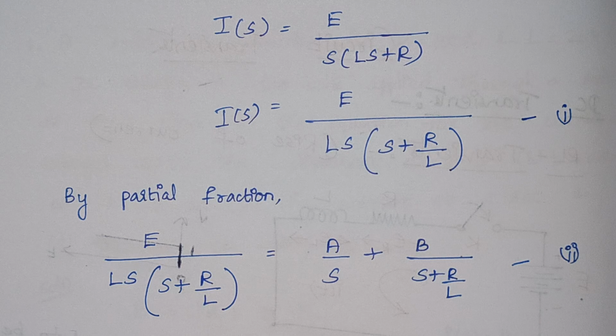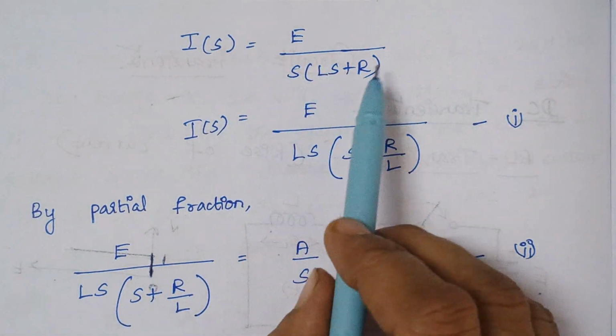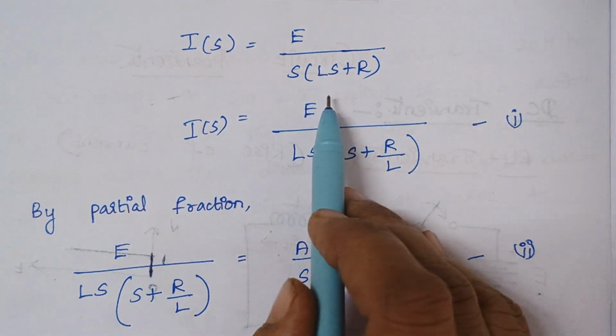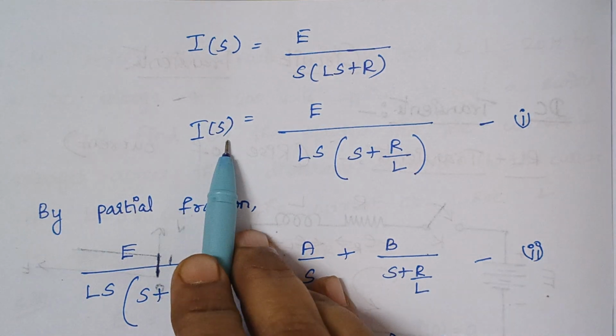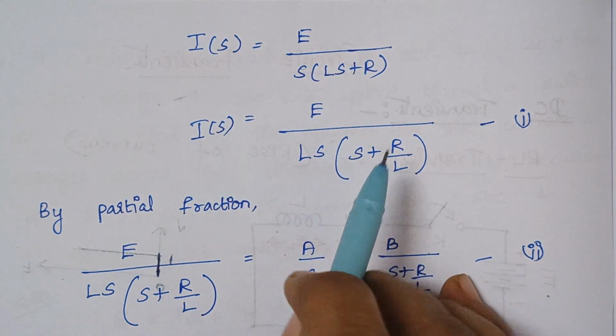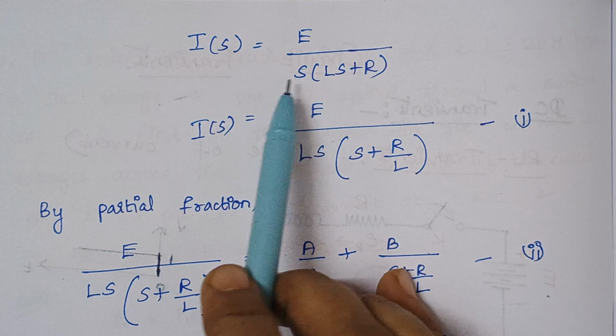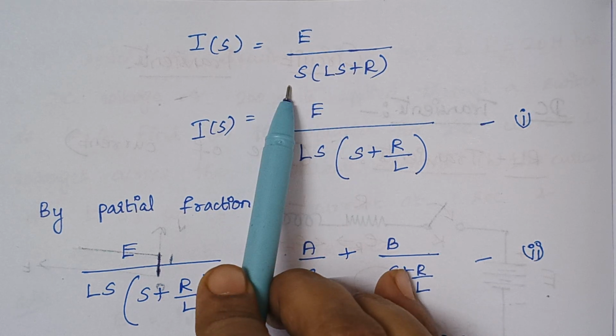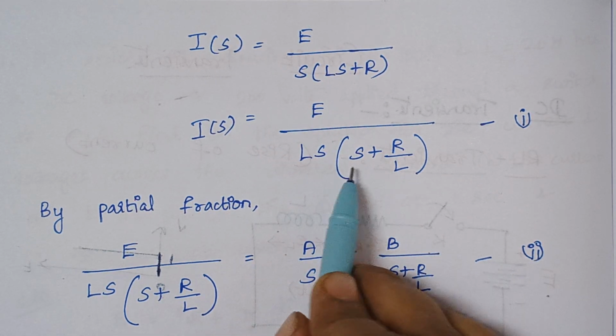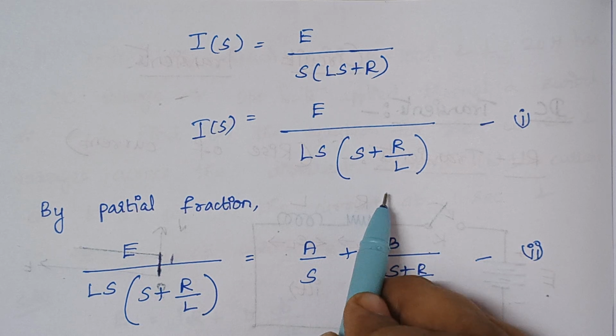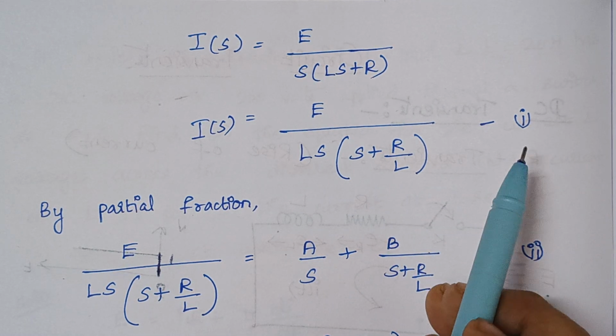The value of I(s) is given by E divided by s times (Ls plus R). Now we are just reframing it by taking L outside, so our expression becomes I(s) equals E by L divided by s times (s plus R by L). Mark it as equation number 1.